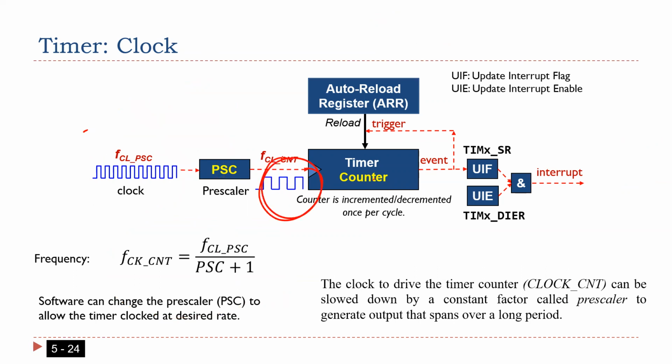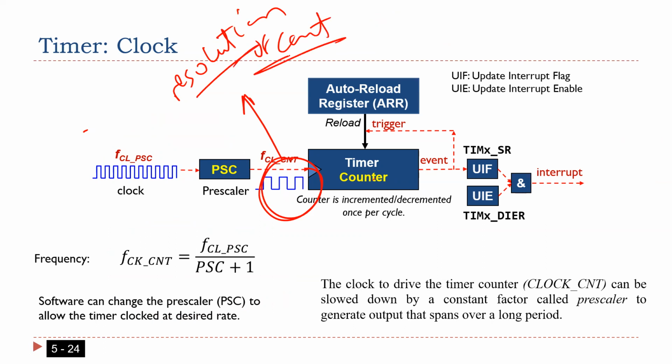This clock expresses the resolution of counting, how fast counting can be done. So for example, if I select 1 millisecond, that means we're going to count one count every 1 millisecond. So you can change this time for sure.